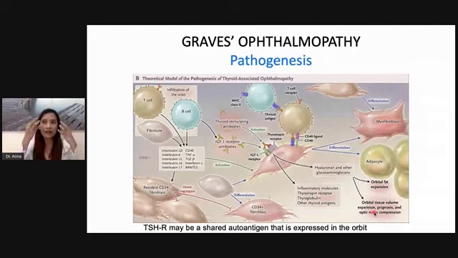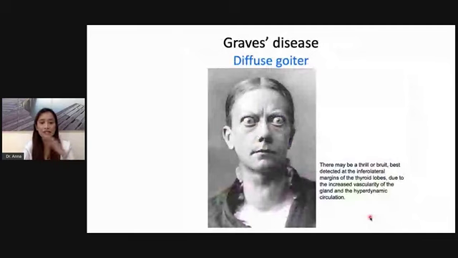Therefore, if the myofibroblasts behind your eye have increased volume, then your eyeballs will now protrude like that. Sometimes, in severe cases, you can also have optic nerve compression. So this is a classic patient with Graves' disease, no? Diffuse goiter with eye symptoms.